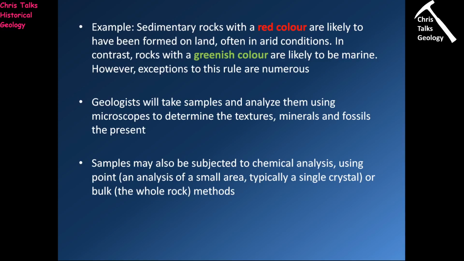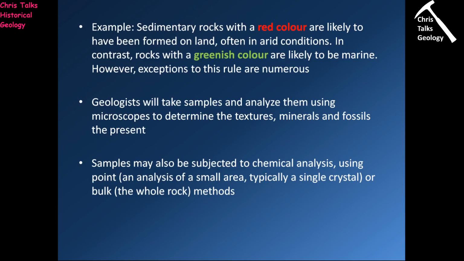For instance, very, very deep marine mudstones that form right on the abyssal plain can sometimes also have a very distinct rusty red colour to them. So if you see a rusty red coloured rock, it doesn't instantly mean it formed in a desert or semi-desert environment. It just means there's a reasonable chance it did.